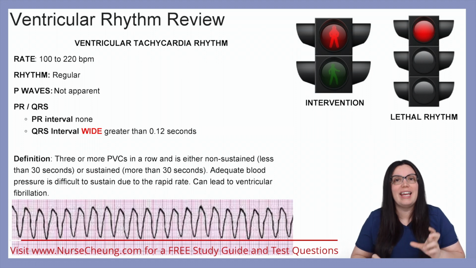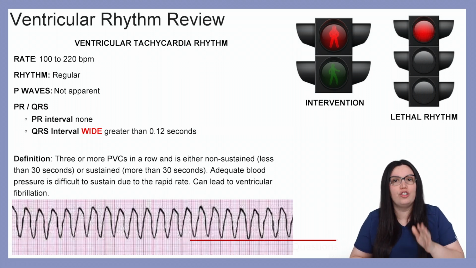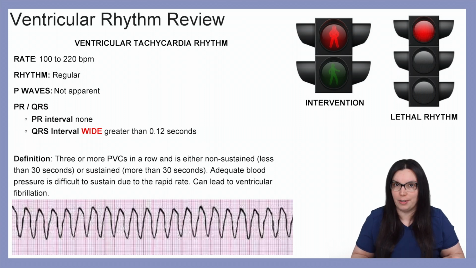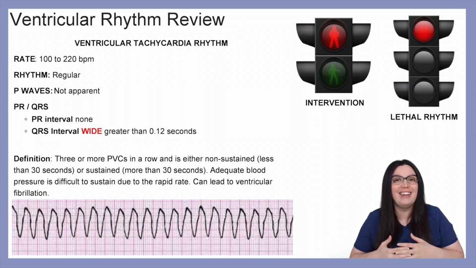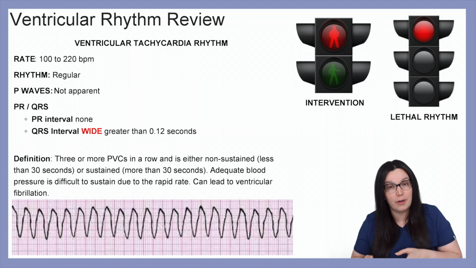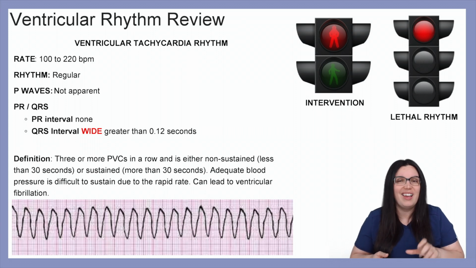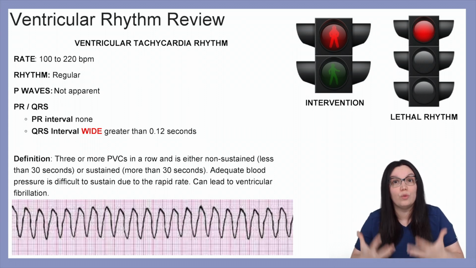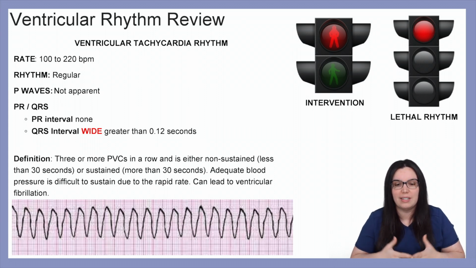So what is that? It has a rate of 100 to 220 beats per minute. The rhythm will be regular. P waves are going to be non-apparent, and because they're non-apparent, that means there's no PR interval. However, those QRS intervals are getting worse, like those idioventricular rhythms are getting so much worse. They're wide, they're ugly, they're disgusting, they're greater than 0.12 seconds.